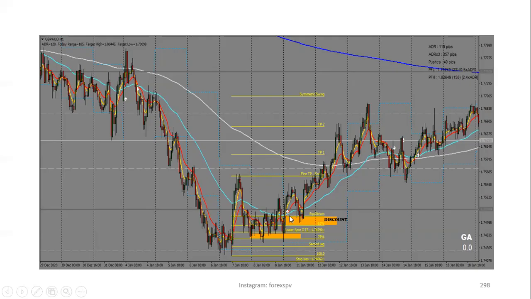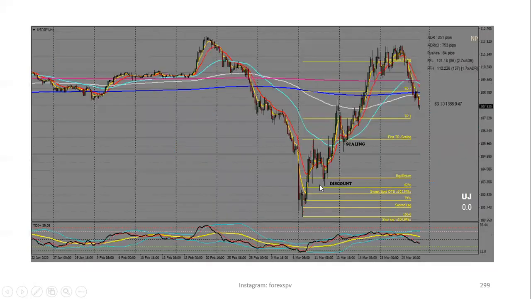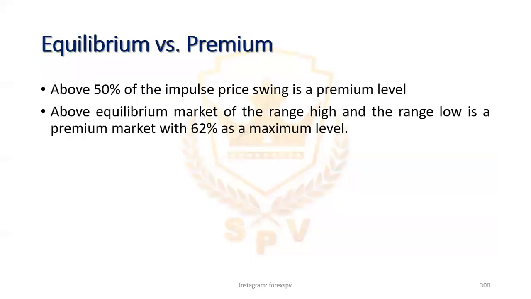If you look at it, the equilibrium level was broken. So from the equilibrium level to the 62% level, this is the discount market. Sometimes we should allow for the market to break the equilibrium level and reverse around the discount market. So here we also had a break, and the market reversed on the discount market.